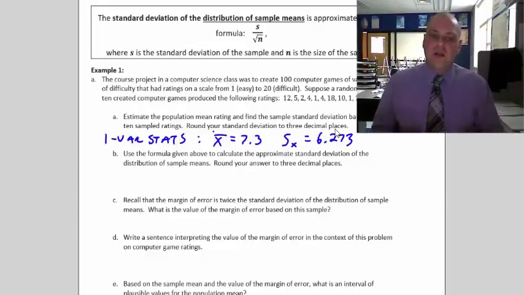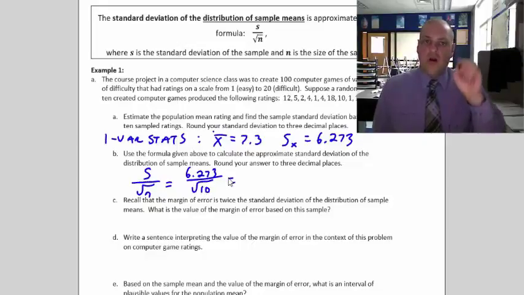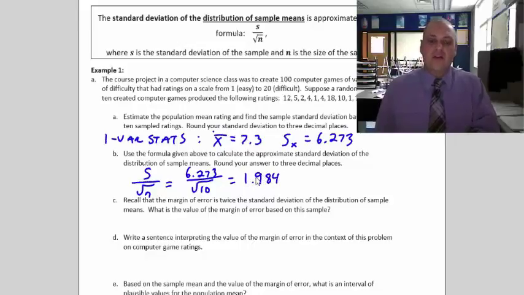Use the formula given above to calculate the approximate standard deviation of the distribution of sample means. Round your answer to 3 decimal places. This formula is going to help us get the standard deviation of the distribution of sample means if you were to do more samples, and we're taking it from 1 sample. So we take S over radical n, using 1 single sample. S is 6.273, and n is the sample size, which was only 10. So over the square root of 10. This gives us the standard deviation for the distribution of sample means. If you were to do a bunch of samples, what would the standard deviation be? And it is 1.984.